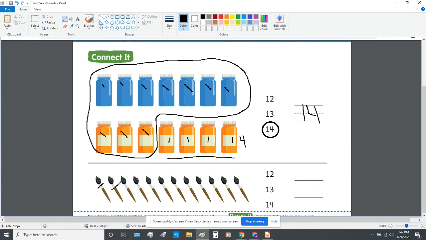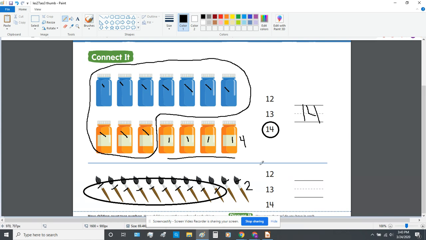1, 2, 3, 4, 5, 6, 7, 8, 9, 10. Freeze. Circle those 10. All right, there's my 10. Well, I want to see how many extra I have, so let's count. 1, 2. I have 2 extra.